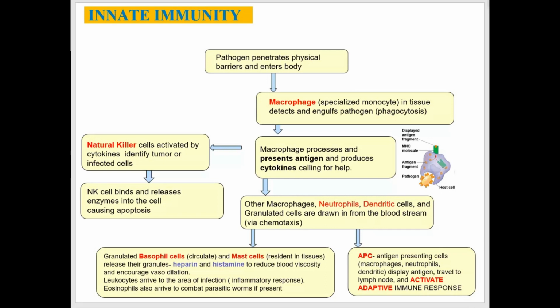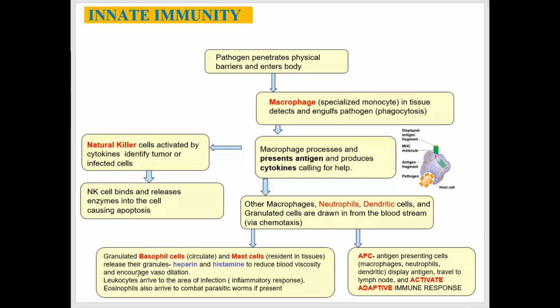They're going to present antigens by embedding them in special molecules that we call major histocompatibility complexes, sticking these fragments out on the surface of the cell so that other immune cells can recognize them. They will also produce cytokines, which are chemical messengers, calling for help, calling neutrophils, dendritic cells, and granulated cells. They're all going to be drawn in from the bloodstream, and they're going to move by chemotaxis because they're responding to those signals.